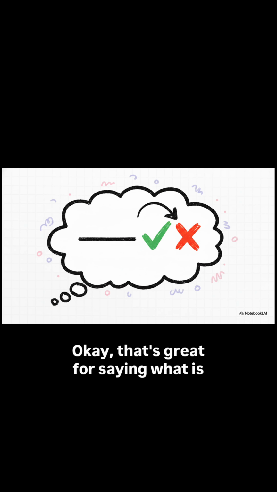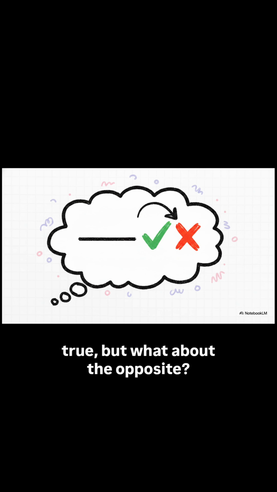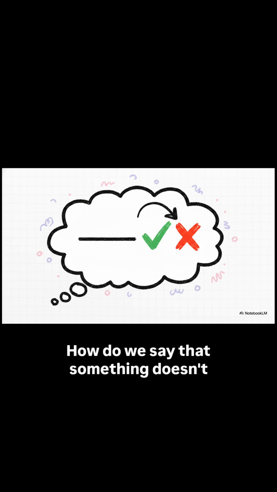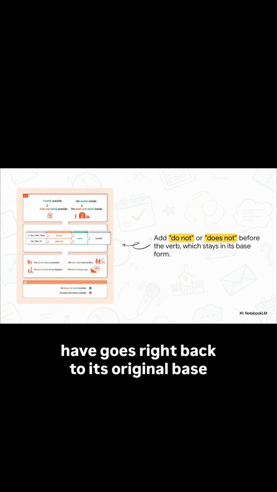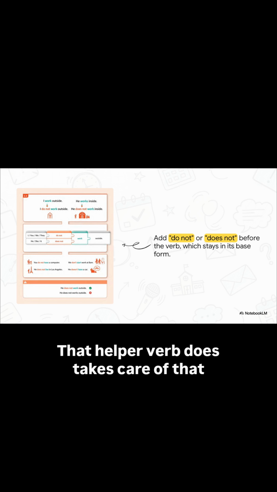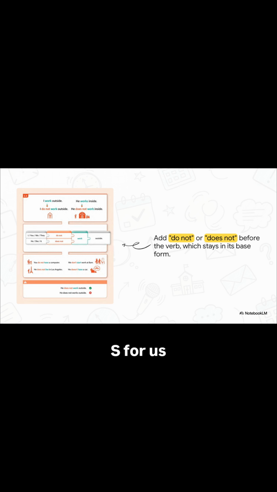Okay, that's great for saying what is true, but what about the opposite? How do we say that something doesn't happen? The solution is to bring in what we call a helper verb. We use do not or don't and does not or doesn't. And here's the cool part. Notice how the main verb like work or have goes right back to its original base form. That helper verb does takes care of that S for us.